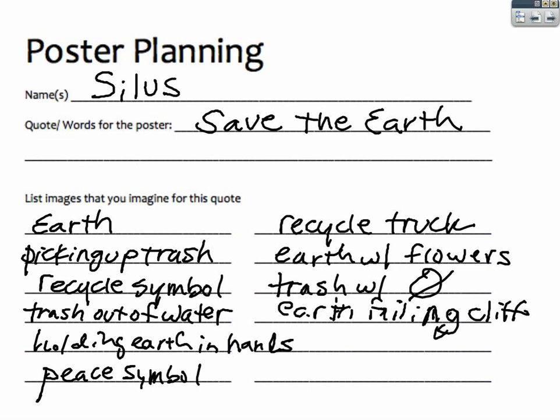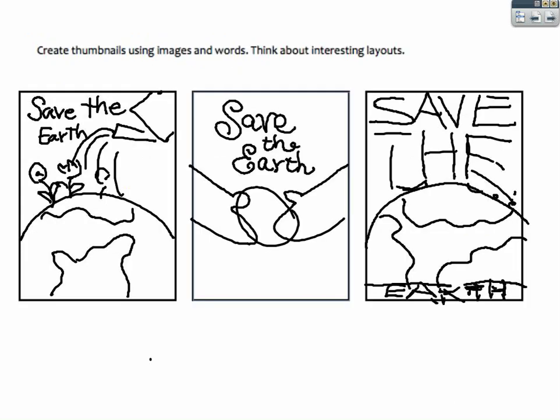I came up with earth, picking up trash, the recycle symbol, trash coming out of the water, holding the earth in your hands, a peace symbol, maybe a truck with a recycling symbol on it, earth with flowers growing out of it, trash with a big no symbol on it, or the earth is falling off a cliff. So then from there, you're looking at those and saying, well, which ones sound interesting to draw?